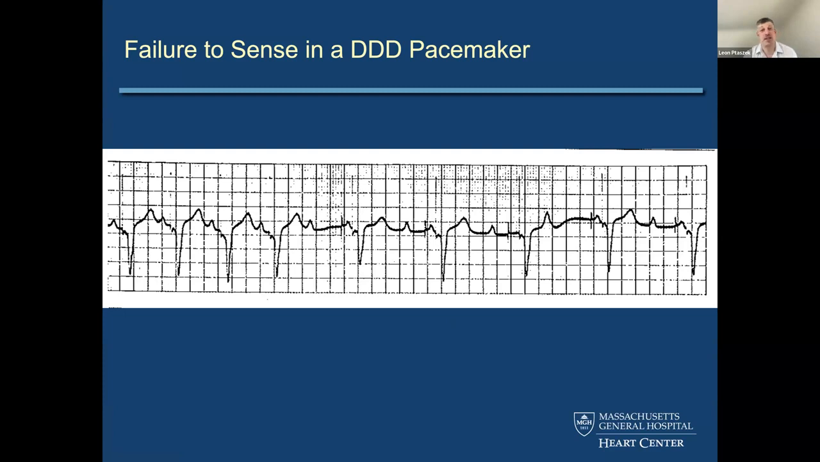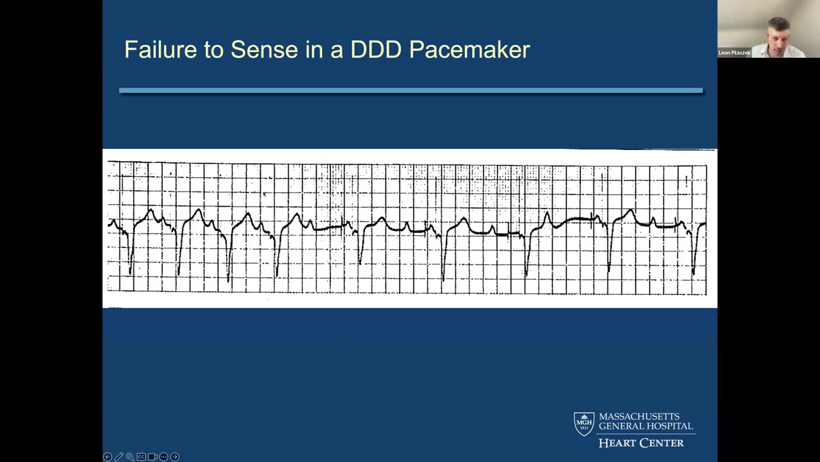And it's often the case that a lot of these things are going to happen at once. So you may have evidence of failure to capture along with failure to sense in a lot of these folks. And so the question is, okay, here's this atrial sensing event and a V pacing spike. Here's atrial sensing. And is there a V pacing spike here? There actually isn't. There wasn't one delivered.